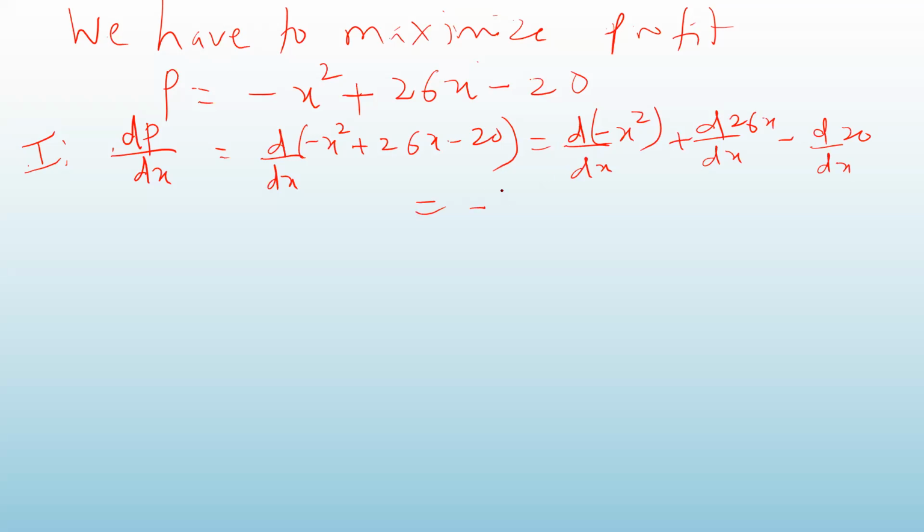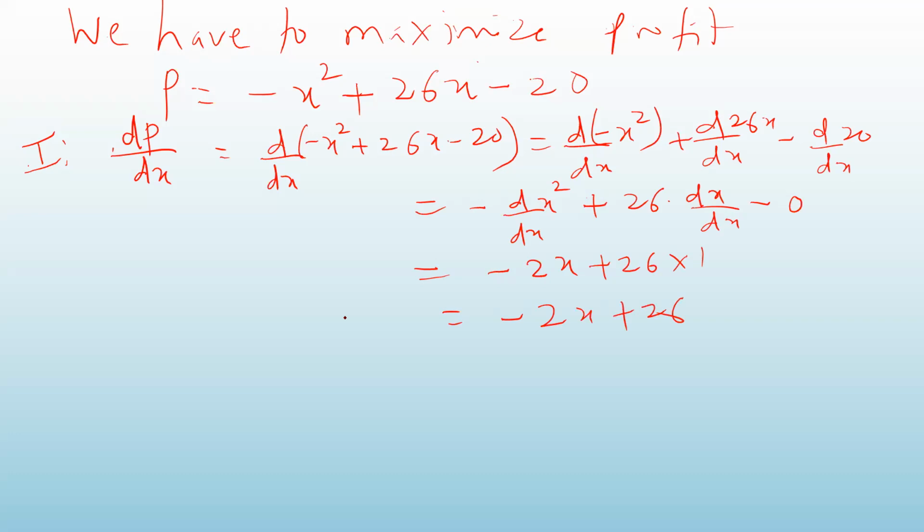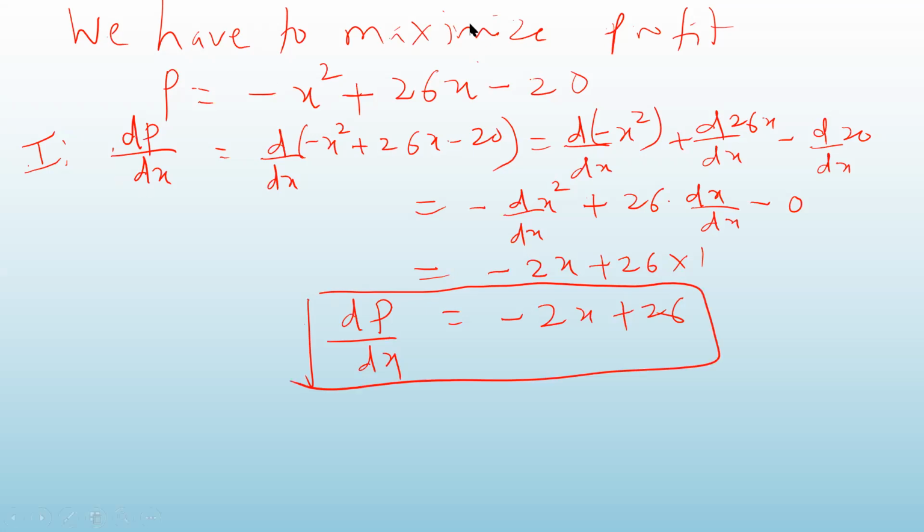What is the derivative of minus x square? Minus 1 is a constant, you will take that out. So it is derivative of x square, plus 26 taken out into derivative of x, minus derivative of 20, which is 0 because 20 is a constant. Derivative of x square is 2x, so minus 2x plus 26, as derivative of x is 1. So you will get minus 2x plus 26. This is your very first step over. In the first step, you have to take the derivative of this profit, and this is coming as minus 2x plus 26.